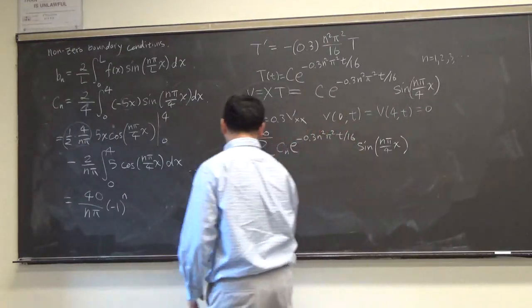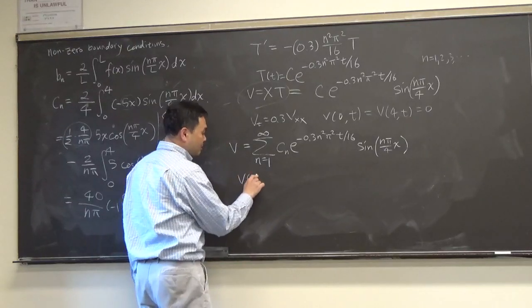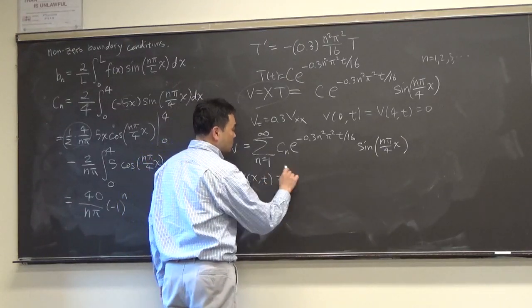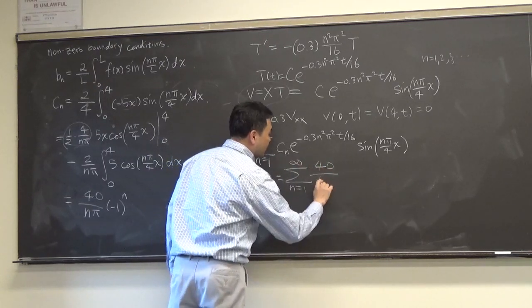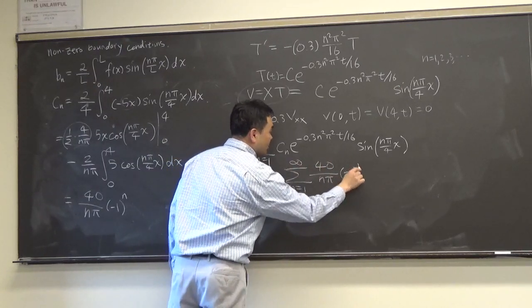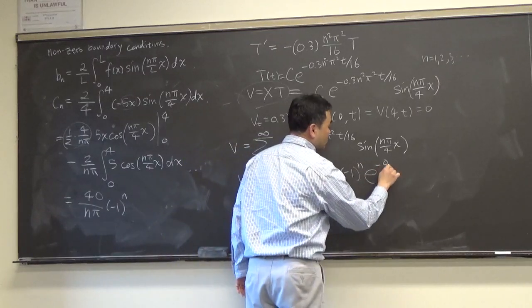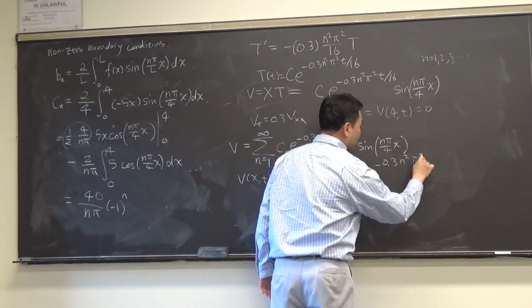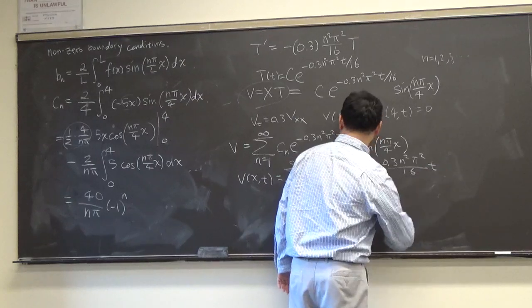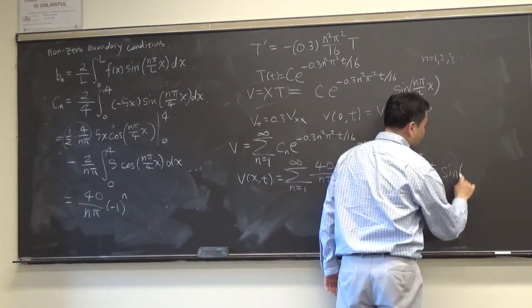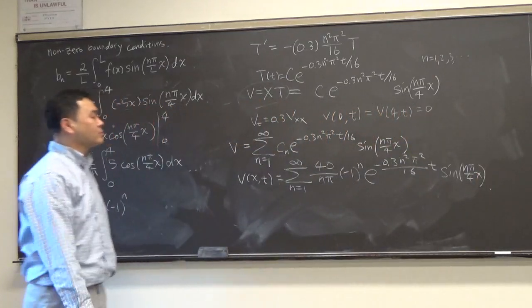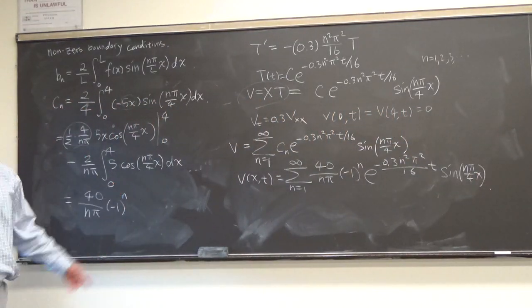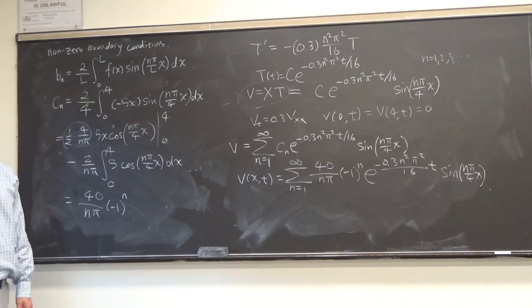So the conclusion is that V of x, t is equal to the summation of n equals 1 through infinity of 40 over n pi, negative 1 to the nth power, e to the negative 0.3 n squared pi squared over 16 t times sine n pi over 4x. Is that the answer? No, because we have to get the u.